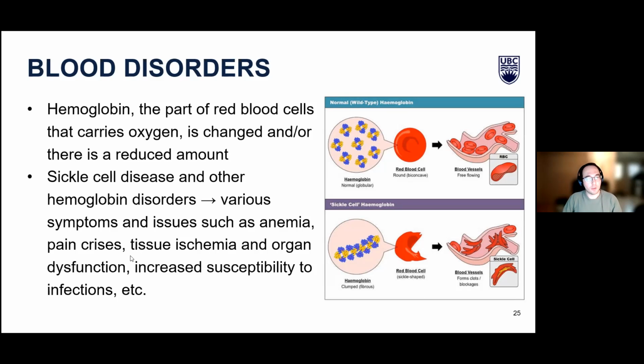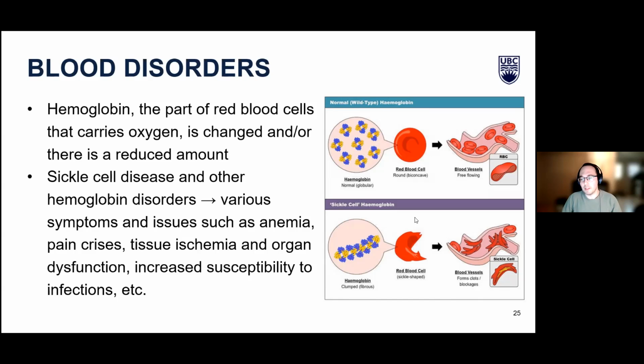So the blood disorders, the main one is sickle cell disease. However, there are other hemoglobin disorders that we're also checking for. These can lead to various symptoms, one of the main ones being anemia, but they can also lead to things such as pain crises, tissue ischemia and organ dysfunction, increased susceptibility to infection, and others.